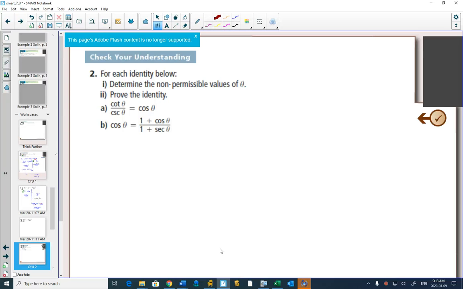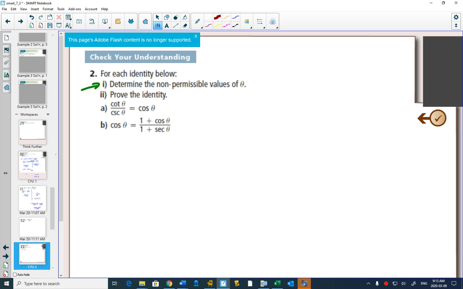The new thing that's introduced in question 2 is part I, determine the non-permissible values of theta. We're actually going to do that at the end after we prove the identity, because it's easier to see once the identity is proved. Non-permissible values, well, with trig identities, you have to check where you're dividing, because you're not allowed to divide by 0. So once you've done your proof, you're going to look through your entire proof and say, where are all the places I divided? And where could that possibly be equal to 0?